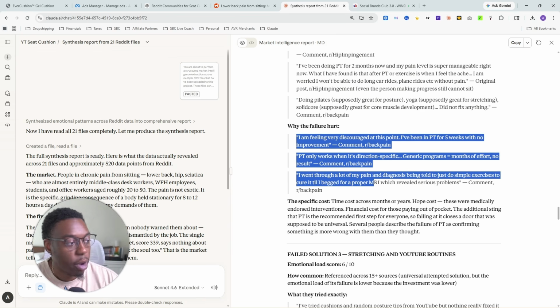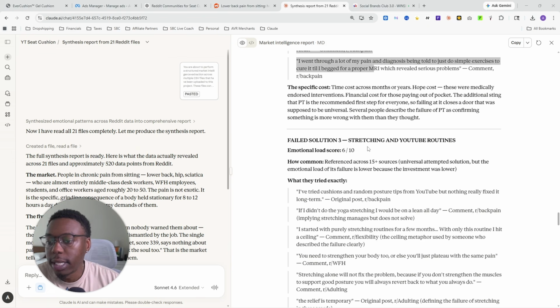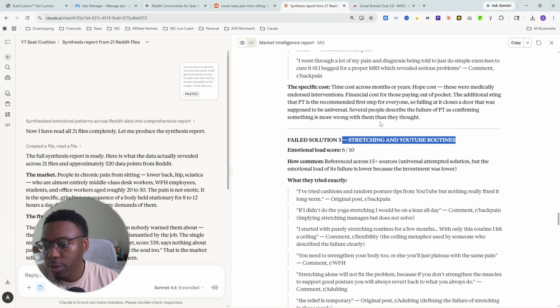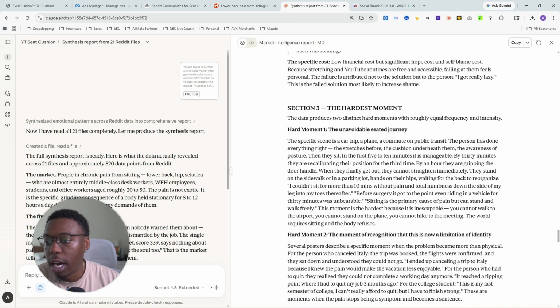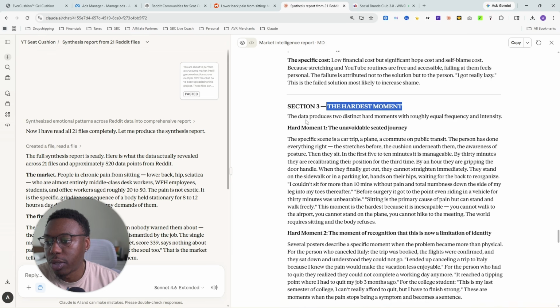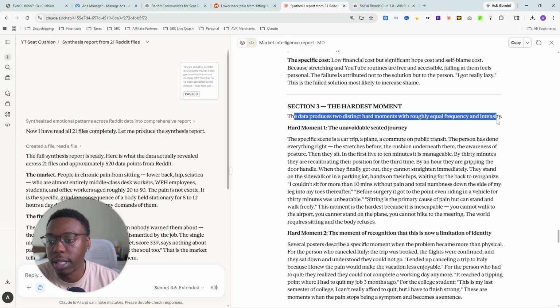So this stuff, I hope you guys are learning and getting a ton of value from this. The next thing is stretching, a YouTube routine. So again, same thing here. People are mentioning the stretching that they've done. So now we can get into some of the hardest moments, right? So the data produces two distinct hard moments with roughly equal frequency and intensity.